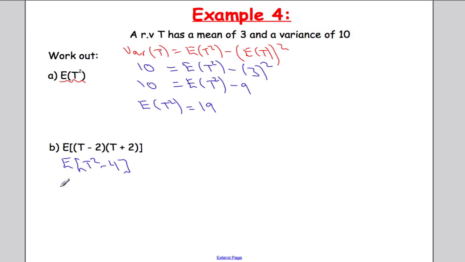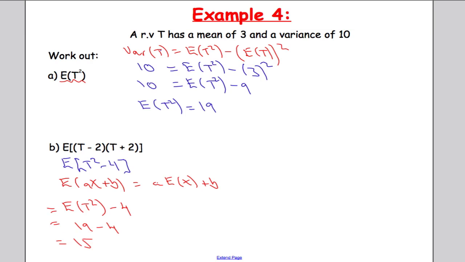And if we remember, the expected value of ax plus b equals a times the expected value of x plus b. This principle holds true for transforming t squared. So it's going to be the expected value of t squared minus 4. And the expected value of t squared is 19. Subtracting 4 will give me 15. Okay, one more problem.